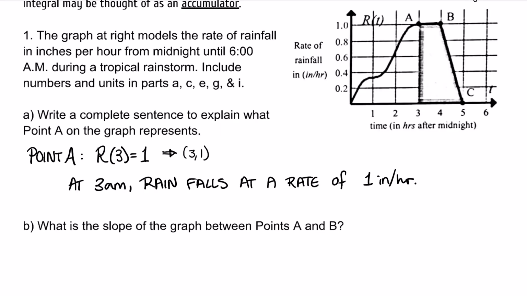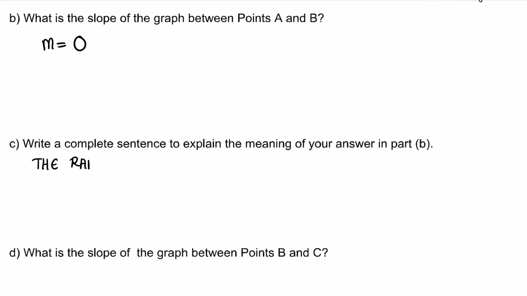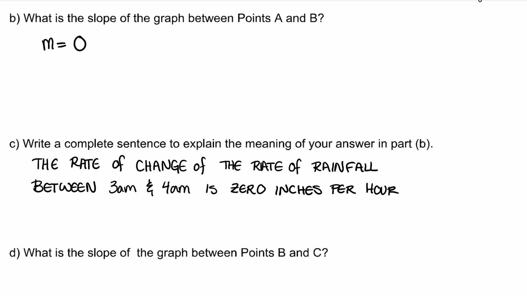The slope between points A and B is clearly 0. To write a complete sentence to explain the meaning, remember that the slope of a rate graph is the rate of a rate. The rate of change of the rate of rainfall between 3 a.m. and 4 a.m. is 0 inches per hour, showing no change.